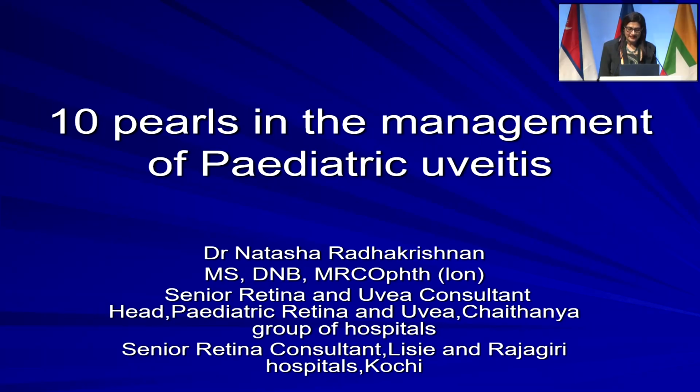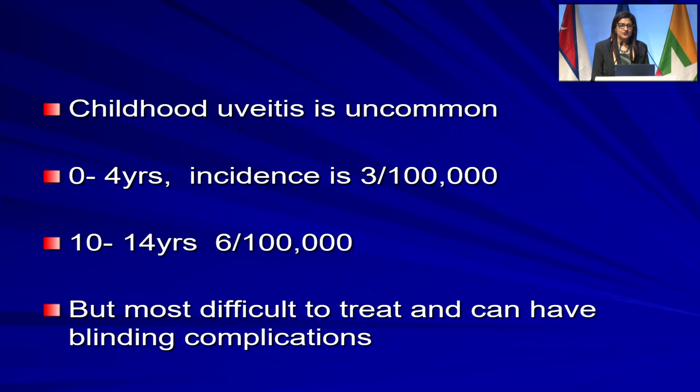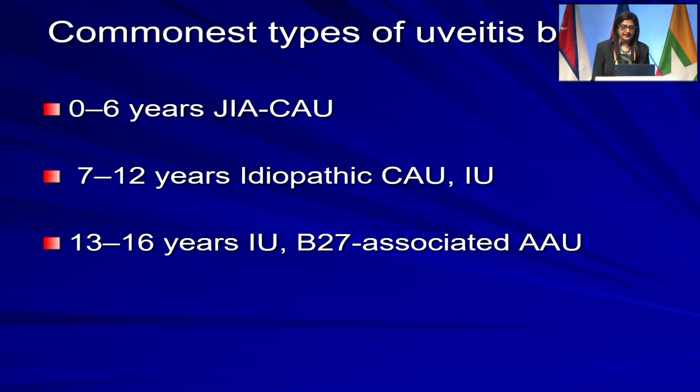A very warm thank you for attending this session early in the morning on a Sunday. Let's go quickly into the topic. As you all know, childhood uveitis is not a very common disease, but you have an incidence of 3 in 1 lakh in 0 to 4 years and about 6 in 1 lakh in 10 to 14 years. But it is the most difficult to treat, and it can have blinding complications.